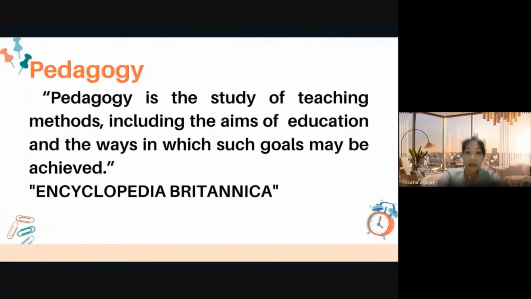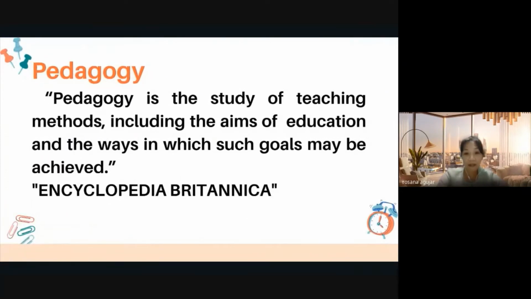When you say pedagogy, it is a study of teaching methods, including the aims of education and the ways in which such goals may be achieved, according to Encyclopedia Britannica. Pedagogy is the way on how we teach the content and the skills to our students, including the approaches, the strategies, and technique we are using in order to teach the content and the skills.